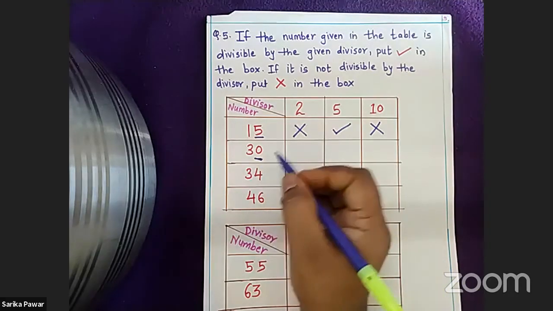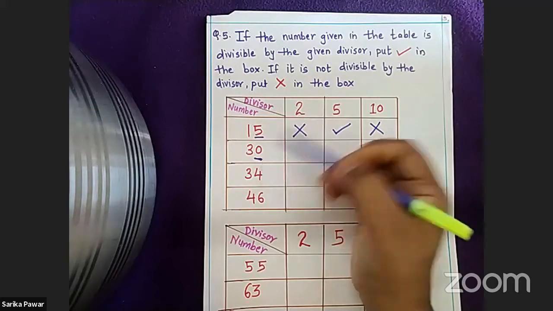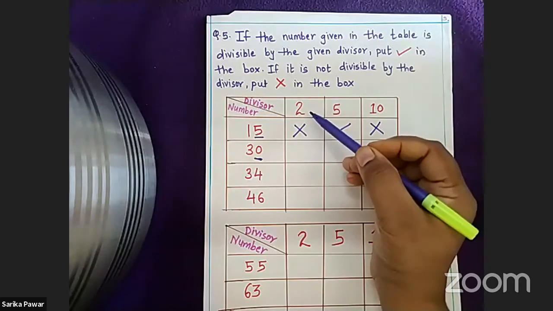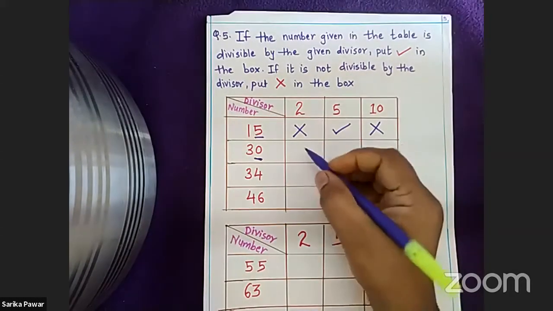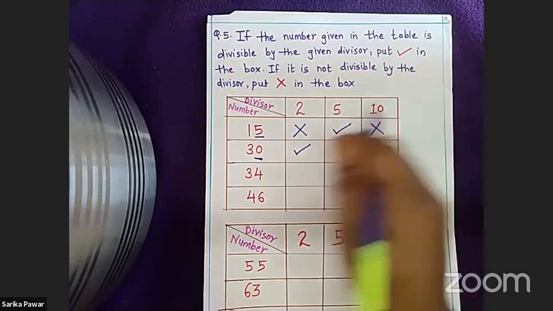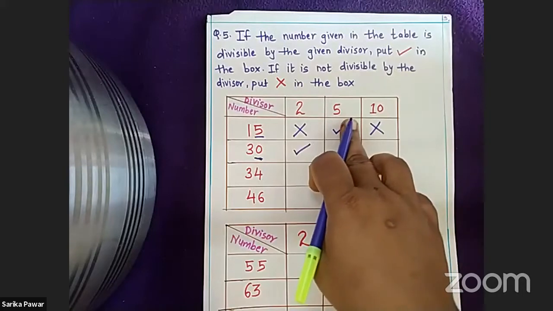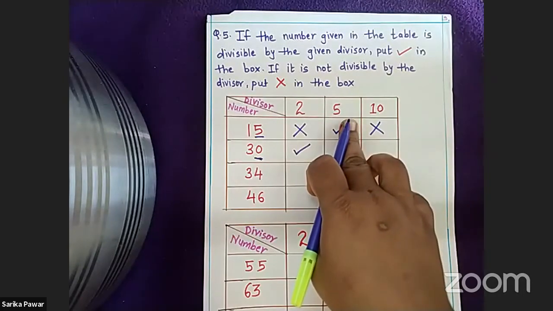Now, Ankita, tell me, is number 30 divisible by 2? Yes or no? Yes. Very good. So I will put a tick mark. Yes. Is 30 completely divisible by 5? Yes or no? No.